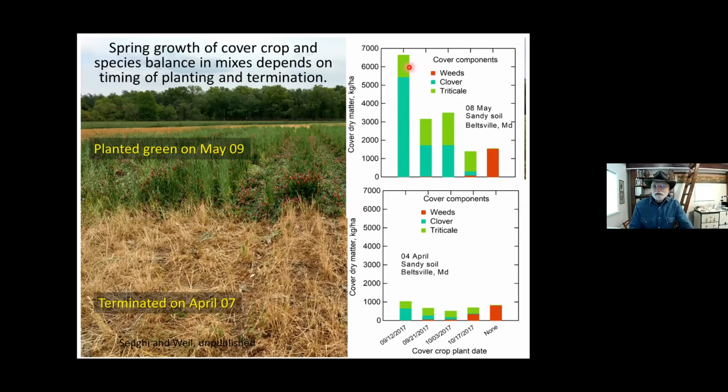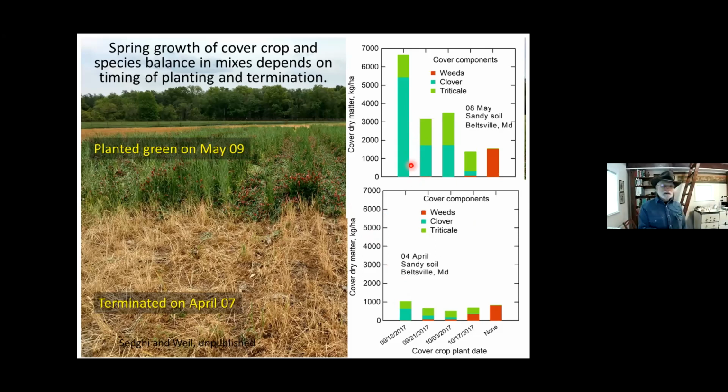It's that early planting that gave us a little more biomass in April, but it really was there, ready to take off when we gave it the month of May to grow. So we went from about 1,000 to about 6,000 or 7,000. That's kilograms per hectare of dry matter. And this is a lot more nitrogen because most of this is clover. So the early planting really favored the clover.